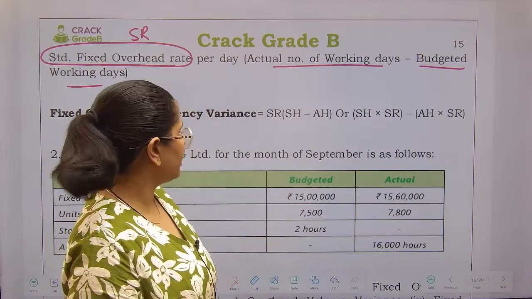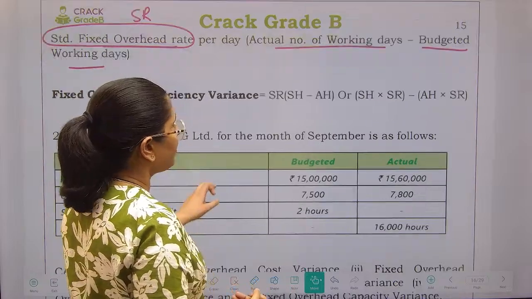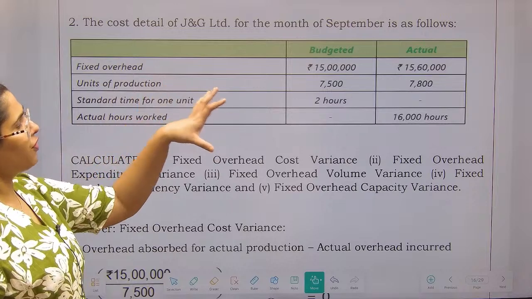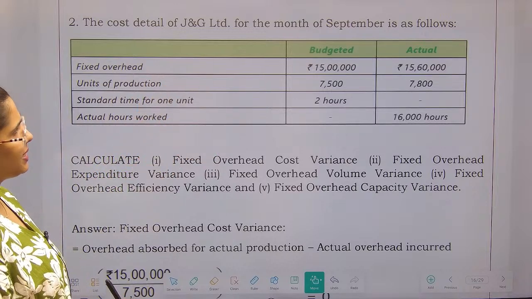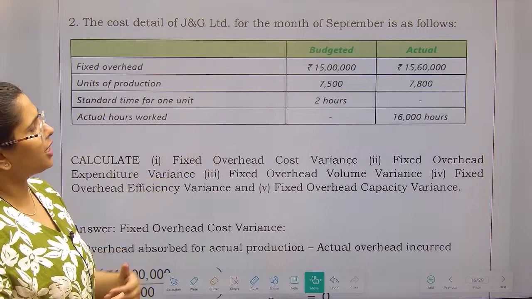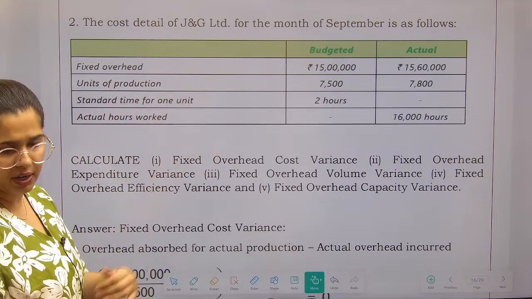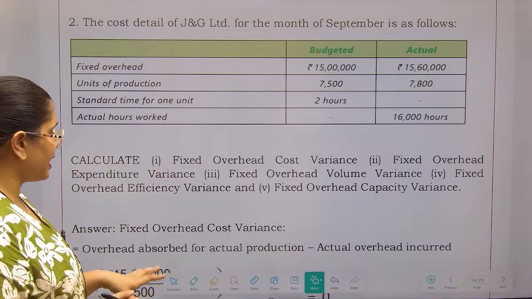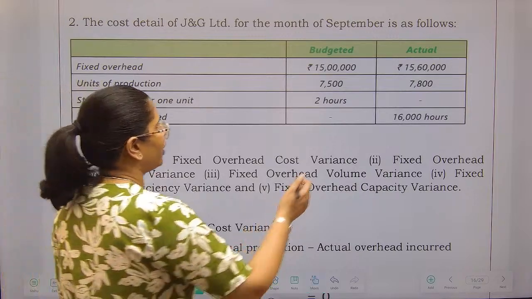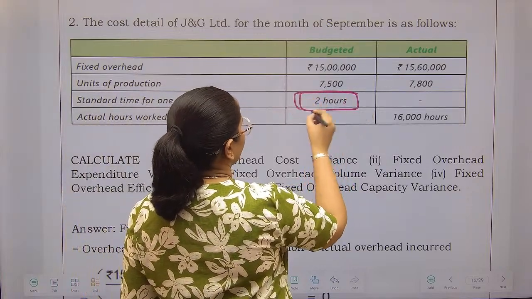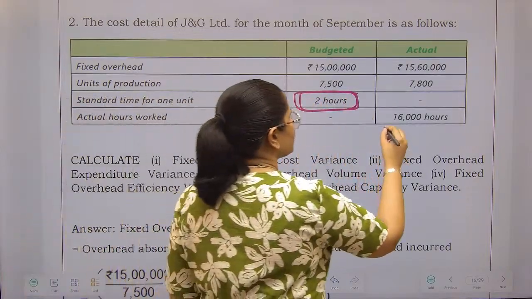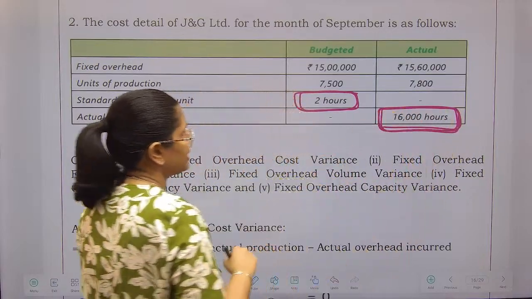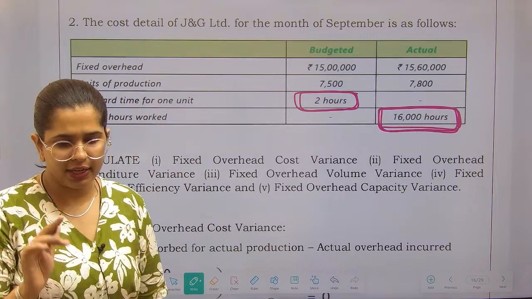Now for that matter, let us see this particular question very quickly. तो यहाँ पे आपको दो चीजें दी हुई हैं. Fixed overheads 15 lakh budgeted, actual was 15 lakh 60,000. Great. Units of production has been given, 7,500 units, 7,800 units, budget as well as actual. Standard time for one unit is 2 hours that has been given. So through this you can calculate standard hours. आप पूरे standard hours भी calculate कर सकते हैं. Actual hours which has been given is 16,000 hours.